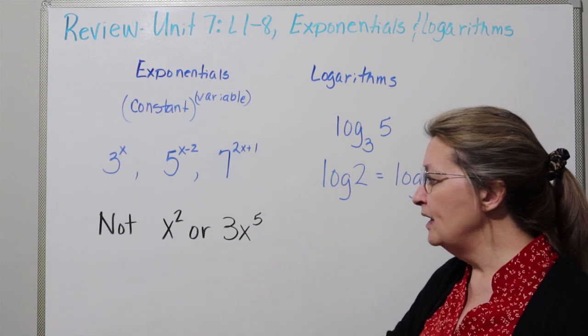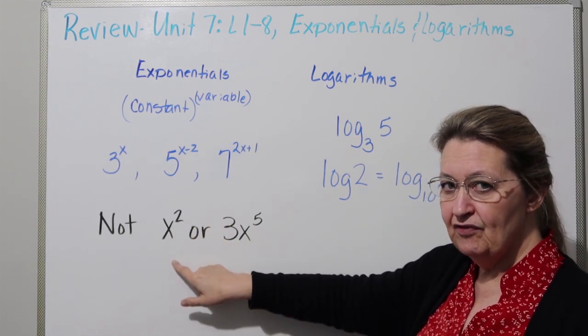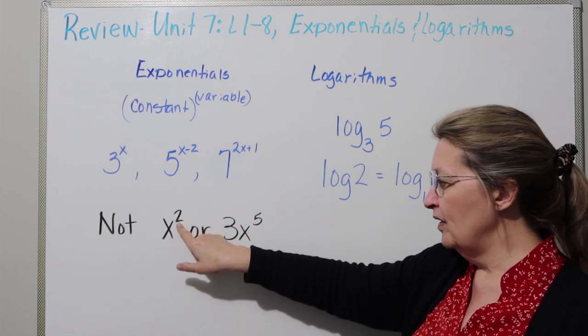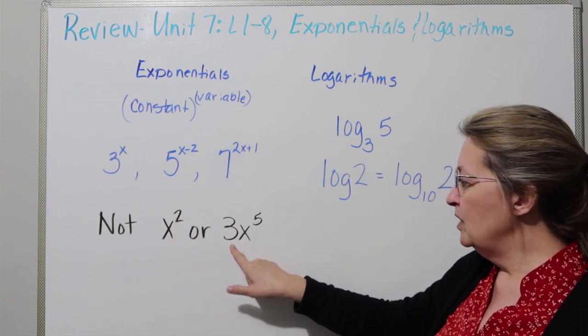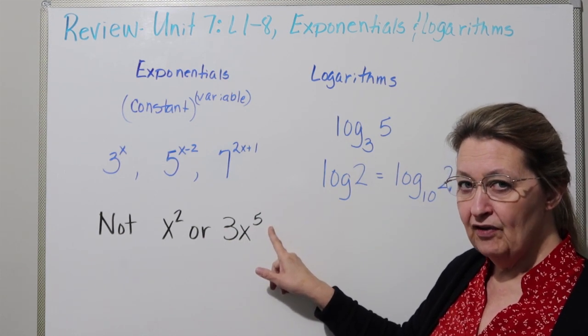What it is not would be x to the second power. This is backwards. This has a variable base with a constant exponent. It would not be 3x to the 5th power. This exponent is not a variable.